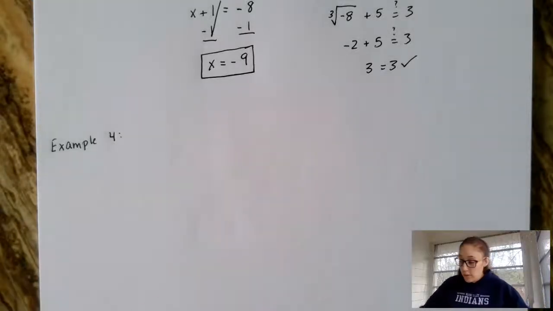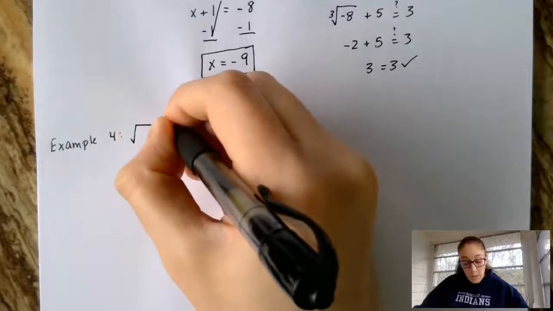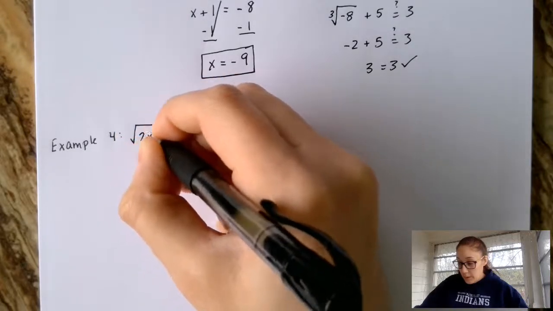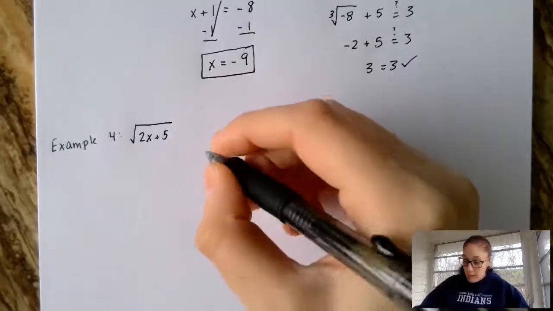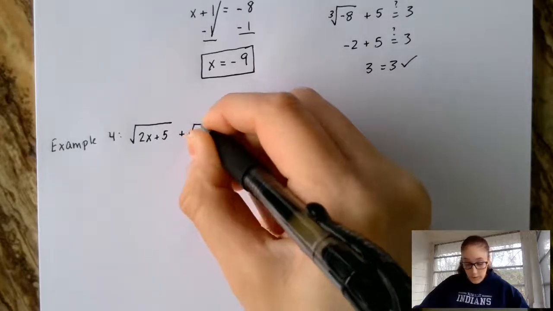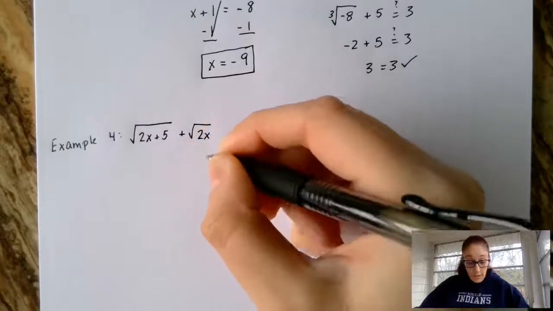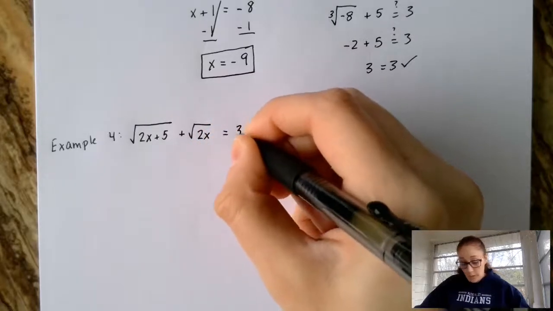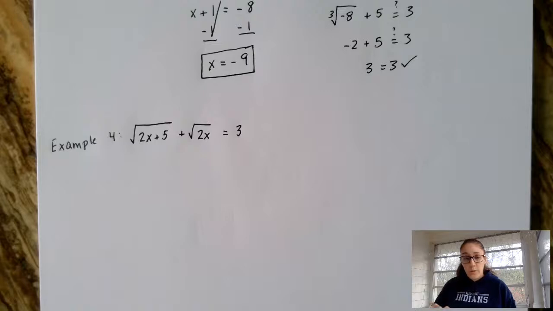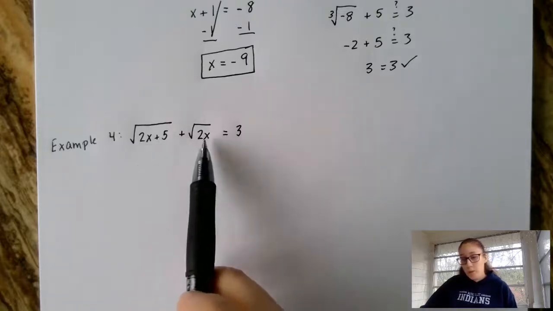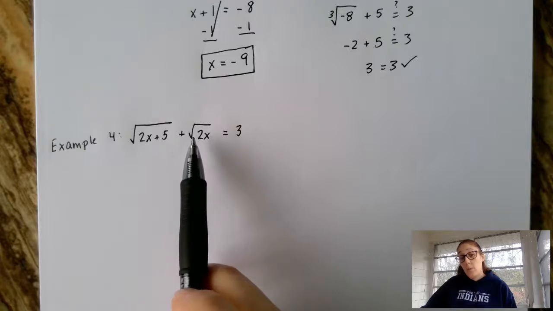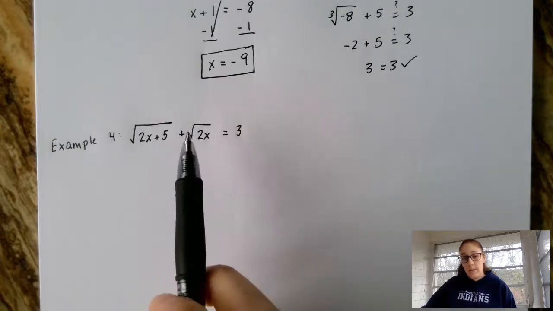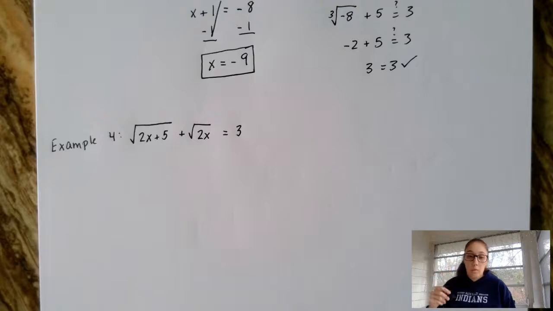Okay, so this one, getting a little bit more complex again, so every time we want to get a little bit more challenging. So the square root of 2x plus 5 plus the square root of 2x, all on the same side, equals 3. Alright, so in this case, we have 2 radicals on the left side. We only want to have one radical on one side. That's how we isolate it. Only one radical is on at least one of the sides.